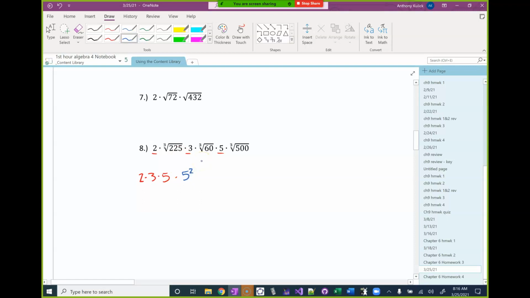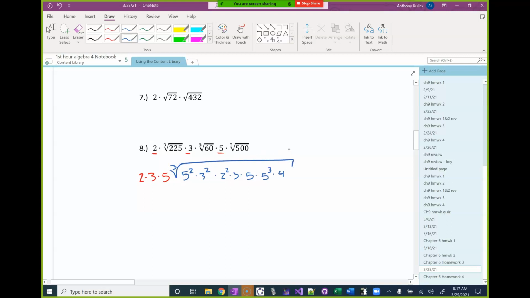225 is 5 squared times 3 squared. 60 is 2 squared times 3 times 5. And 500 is 5 to the third times 4. And I'm just going to think about this all under one radical. I think that will probably be the easiest way to think about it.